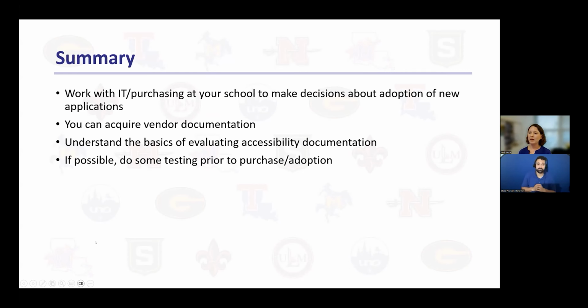So in summary, you're going to want to work with your IT and purchasing departments at your schools to make decisions about adoptions of new applications. You can take the steps to acquire the vendor documentation. If you're working with a rep and you're trying to evaluate something, you absolutely can ask that rep to send you the VPAT or accessibility conformance report.